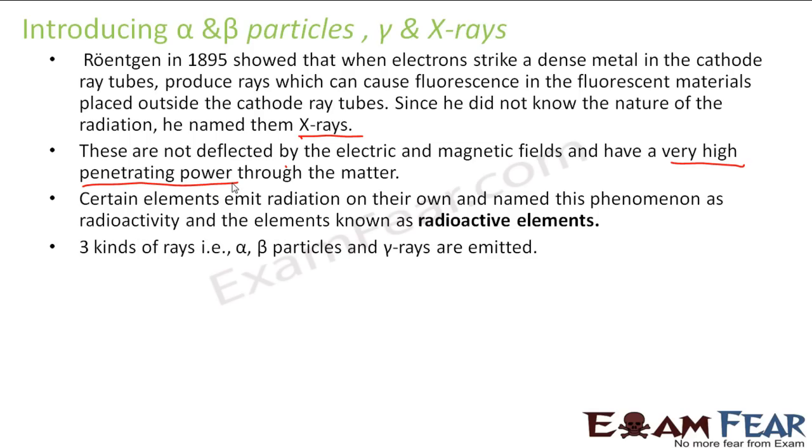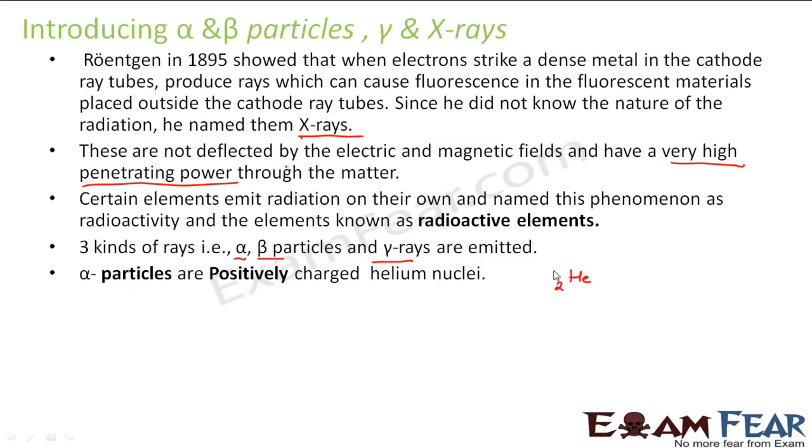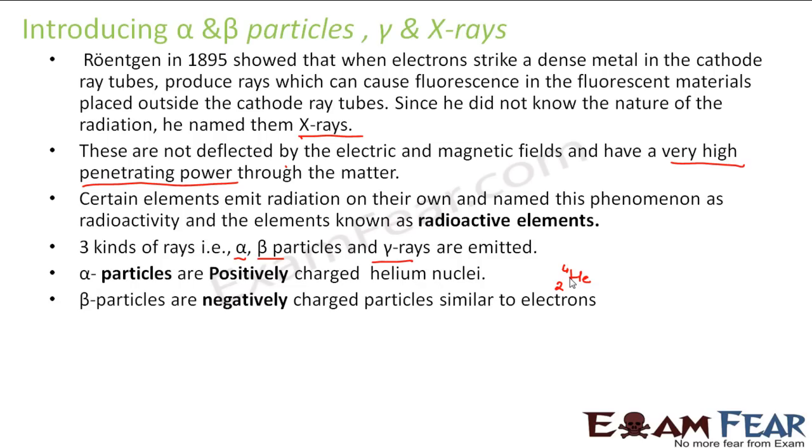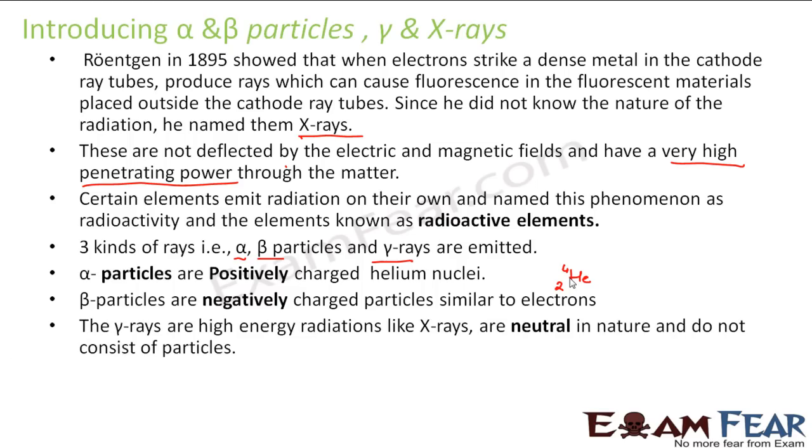Now, these radioactive elements generate three kinds of particles, or you can say three kinds of radiations: alpha particles, beta particles and gamma rays. So these are the three kinds of emissions that take place during radioactivity. So what are alpha particles? Alpha particles are positively charged helium nucleus. So what is your helium nucleus? With atomic number 2 and mass number 4. So alpha particles are positively charged helium nuclei. What are beta particles? They are negatively charged particles similar to electrons, right? And what are gamma rays? Gamma rays are high energy radiations like X-rays. They are neutral in nature and do not consist of particles. So that is why gamma is known as gamma rays and not as gamma particles, because they do not consist of particles. They are like radiation similar to X-rays, and they are also neutral in nature.